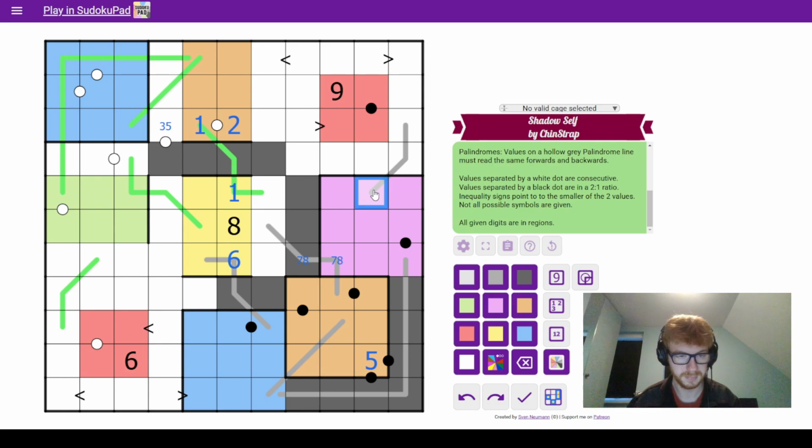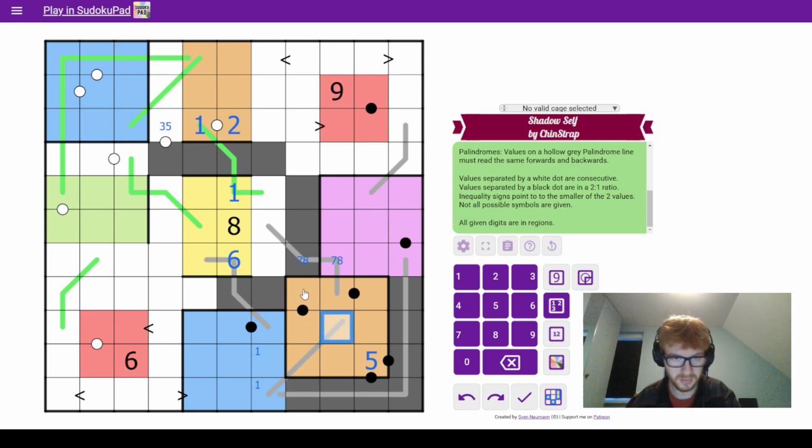It's weird seeing a 5 on a black dot. My head keeps saying that's wrong. But what else? So 1 is in one of these. If that's a 1, then that has to be a 1, so that's not a 1. If that's a 1, then that's a 1. But these could just be 3, 6, and then 2, 4, or 4, 8, or whatever. But that's fine like this. That's an okay pencil mark, I guess.